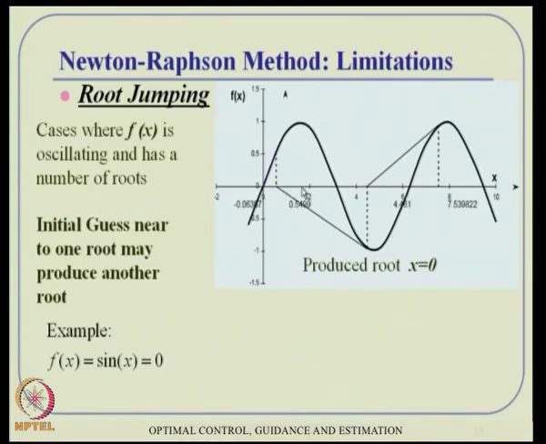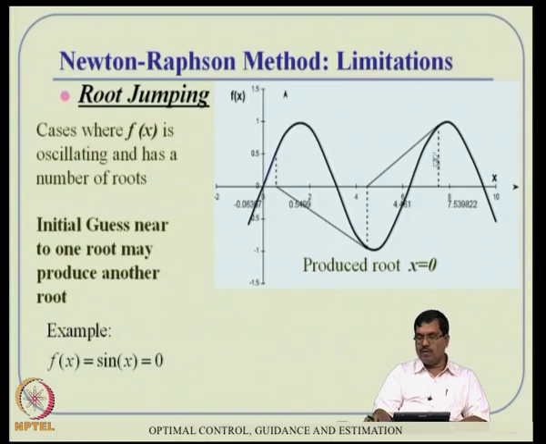Root jumping can also happen. For example, if you take sin x, you know several solutions are there. Now, suppose you start with a guess value somewhere. Obviously you intended to find some solution here, you didn't intend to find somewhere else. But if you just take the local slope, it will push you somewhere here, again you take the local slope, it will push you somewhere here. Ultimately you will locate 0, sin x equal to 0, which is also a solution, but not the right solution, because you started with this guess value with the hope that you will find the solution you intended.